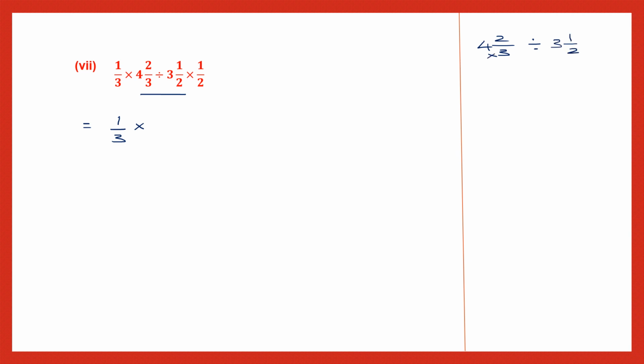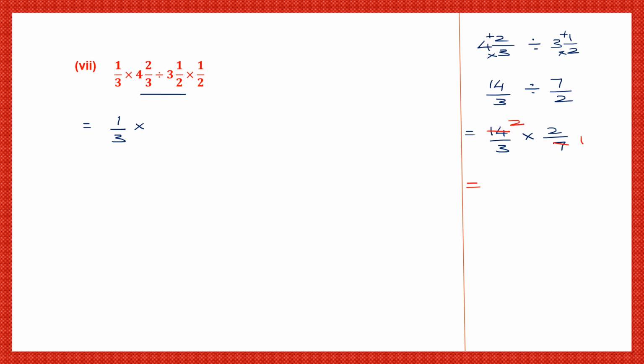3 fours are 12 plus 2, 14. So that is 14 by 3 divided by, convert here, 2 3s are 6 plus 1, 7, 7 by 2. So this is 14 by 3 into 2 by 7. And we can cancel 7 and 14. 7 ones are 7 and 7 twos are 14.